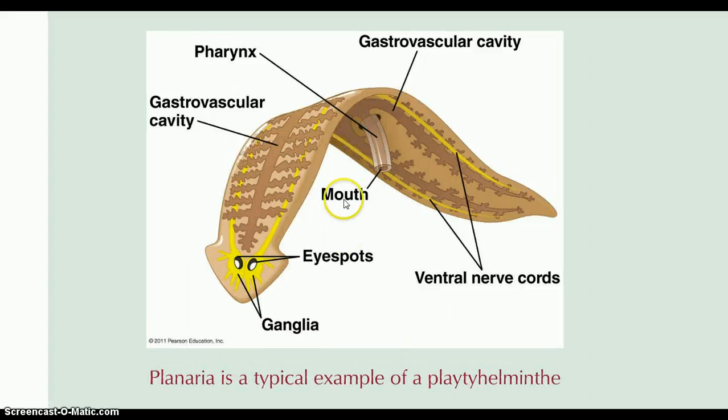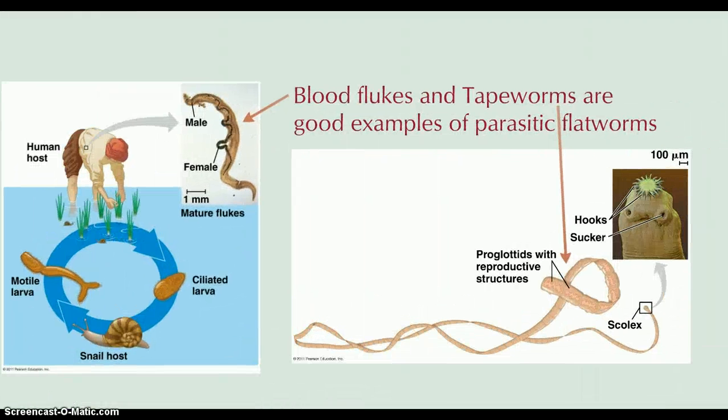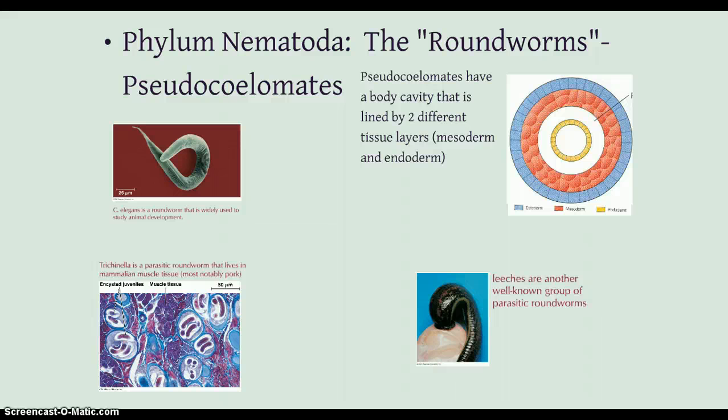There you see the mouth, takes everything into the primitive gut. They have nerves concentrated in the eye spots so they can sense light and dark. Okay, lovely. Many flatworms have a life cycle that includes intermediate hosts and hosts used for sexual reproduction.